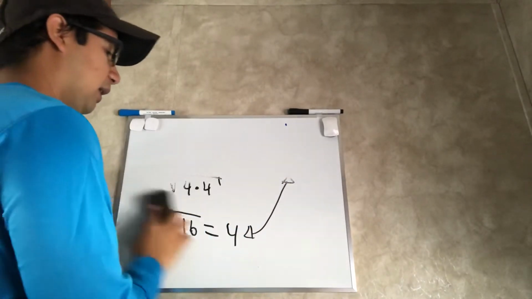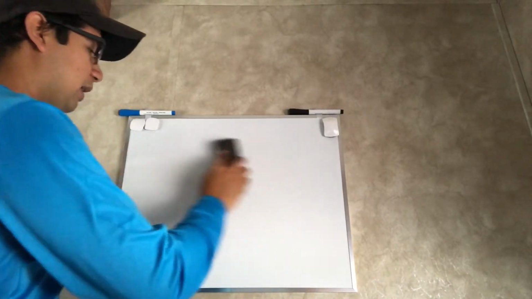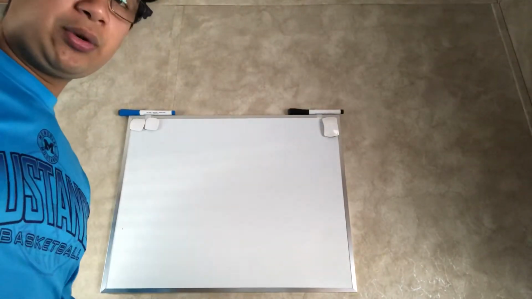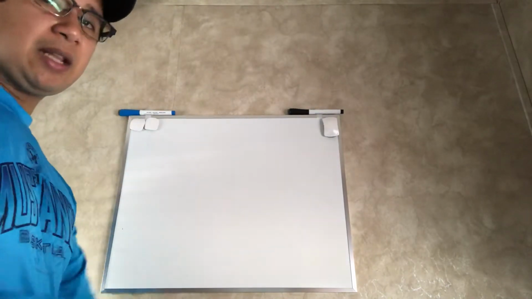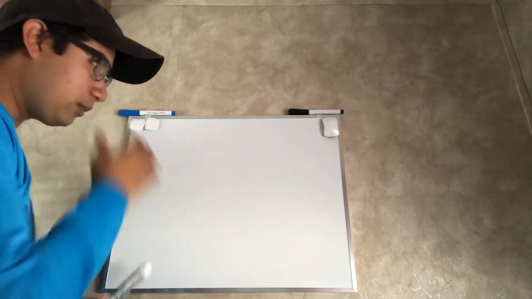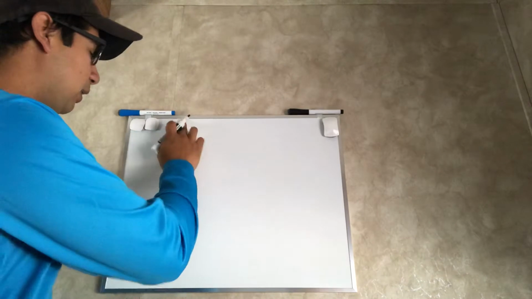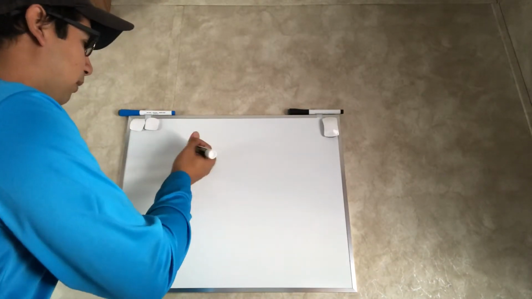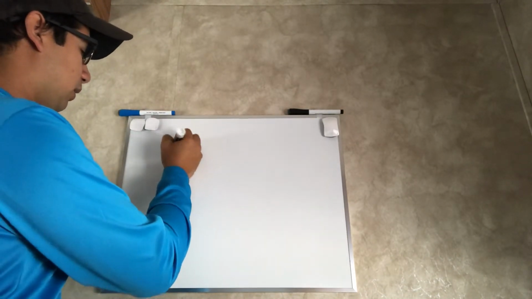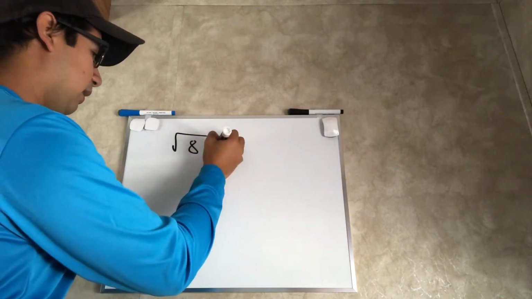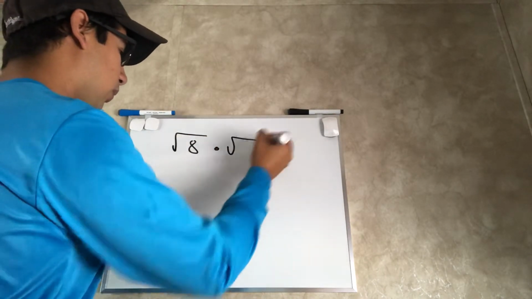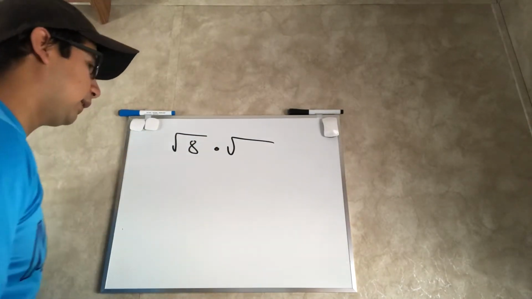Now what they're asking you to do in this IXL is that: they're multiplying 2 radicals and they want you to simplify it. Let me do an example really quick, a really easy example. Let's say we have the square root of 8 times the square root of, let's say, 25.